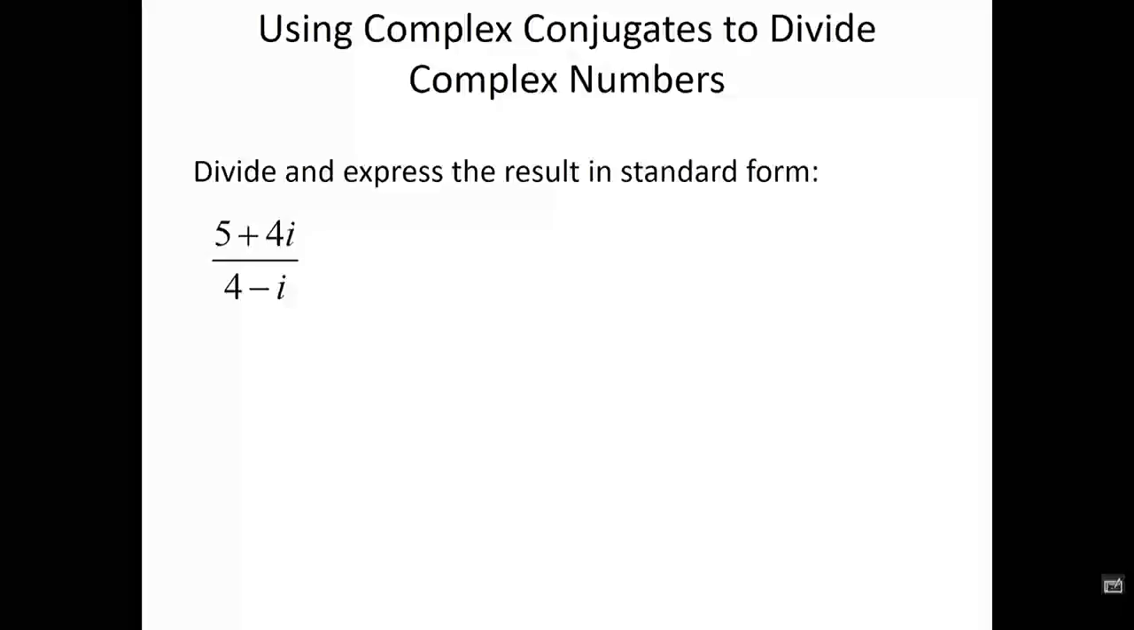So in order to begin this division, we need to determine the conjugate of the denominator, 4 minus i. The conjugate of 4 minus i is 4 plus i. So what we want to do is to multiply numerator and denominator by the conjugate of 4 minus i, which is 4 plus i. So we're multiplying numerator and denominator by 4 plus i. So now we need to do this multiplication.